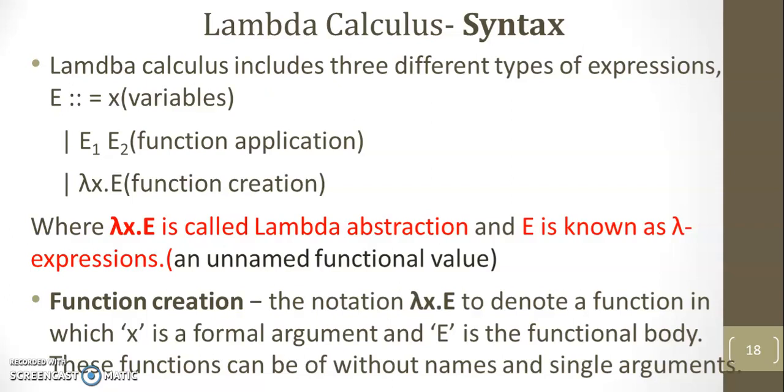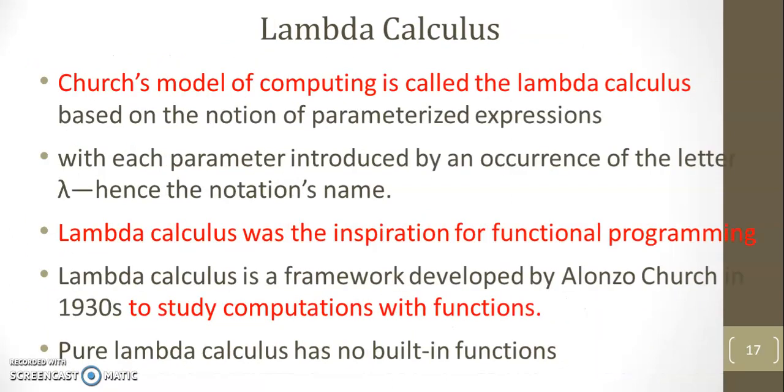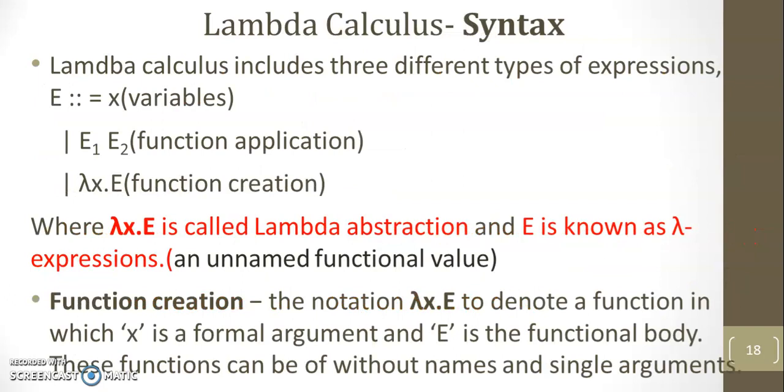So for Lambda calculus, a syntax is given in which E will be some expression, and it will have on the right-hand side three types of expressions. It can be either variables, or a function application, or function creation. We have seen in the previous video that the lambda notation represents a parameter.